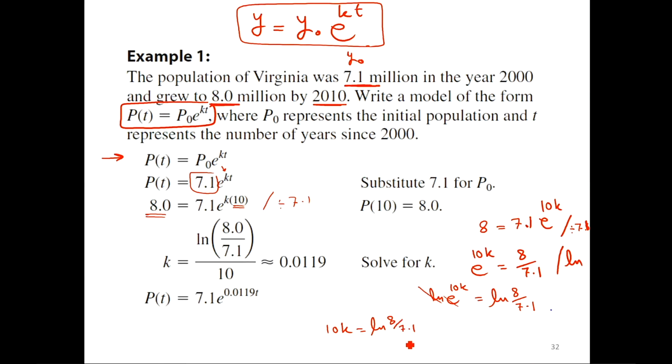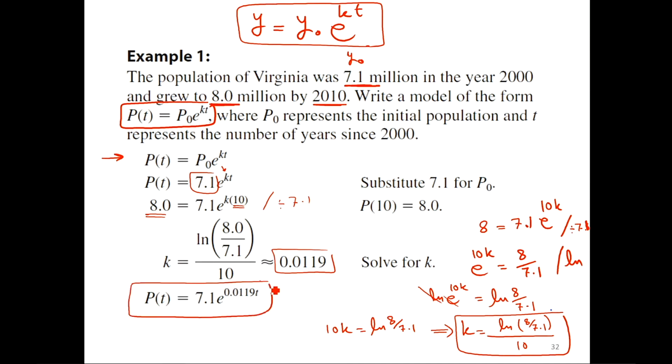By dividing by 10, we conclude k equals ln 8 over 7.1, over 10. This is the value of k. Okay, so we have k about 0.0119. So the population after t years equals 7.1 e to the power 0.0119 multiplied by t, where t is the year.